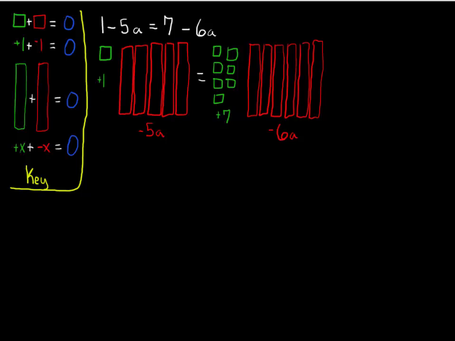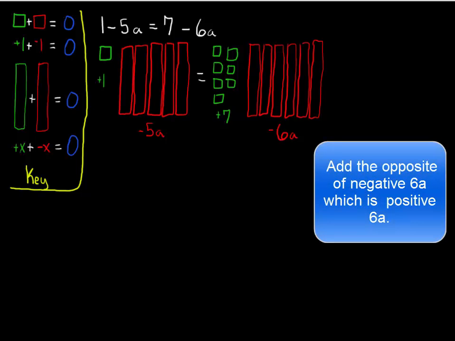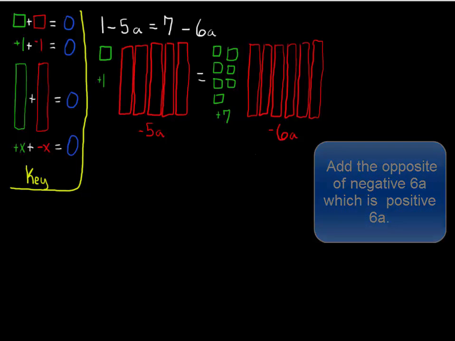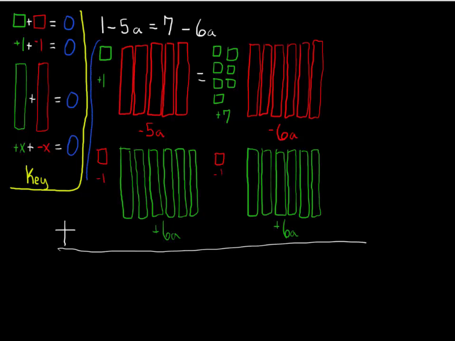To get there, I'm going to use what's in my key. I'll create zero pairs. I'm going to add the opposite of what I've got. Since I have negative 5a on the left and negative 6a on the right, I'm going to add the opposite of 6a to both sides of my equation to change the number of bars. And I'm going to add the opposite of 1 unit to both sides of the equation as well. Now I'll circle everything that cancels out.